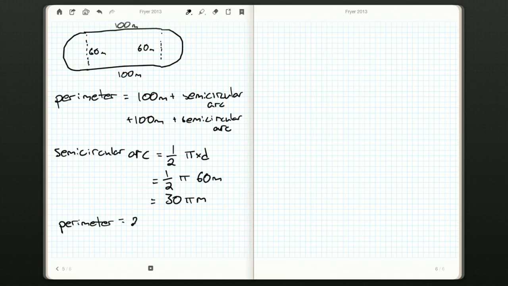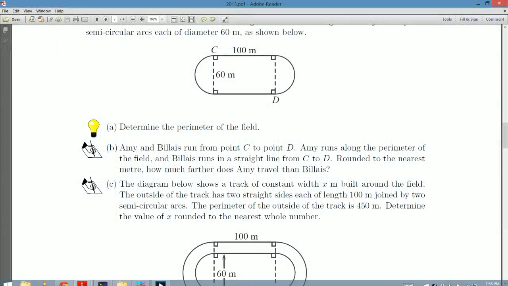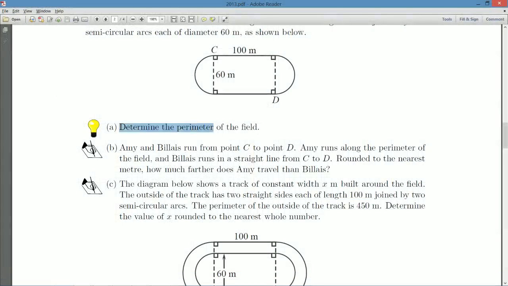So the perimeter is going to be 200 meters plus 30 pi meters plus 30 pi meters. And when all is said and done, that's 200 plus 60 pi meters. Okay, I think that's all we were asked for in this part of the question. Determine the perimeter of the field. Well, there we go.